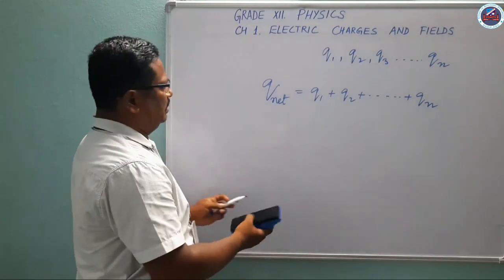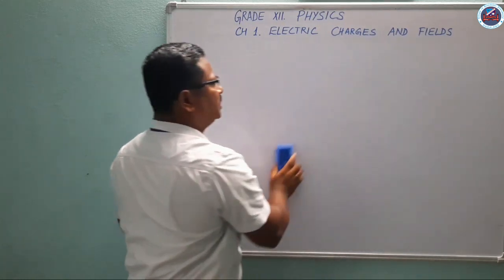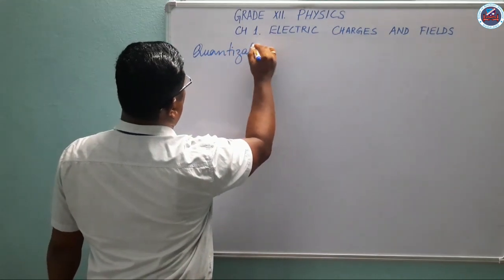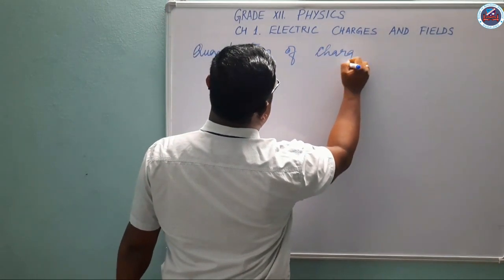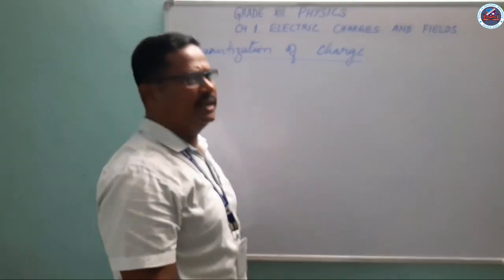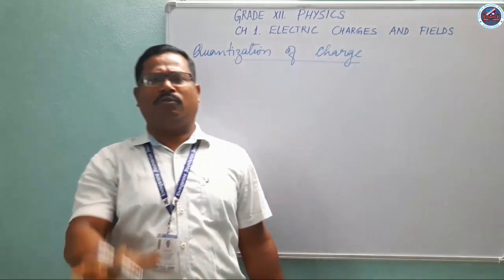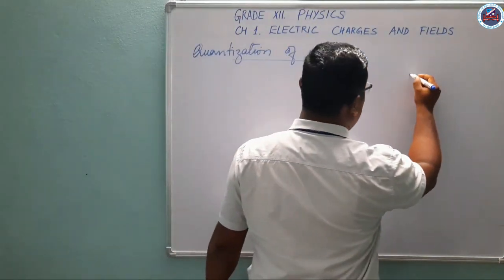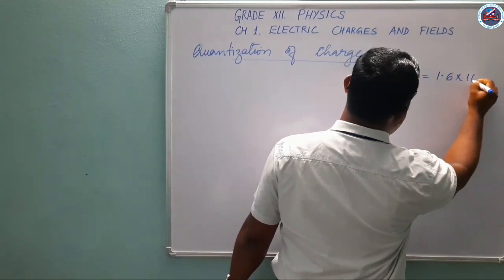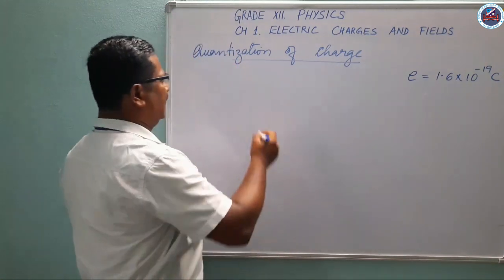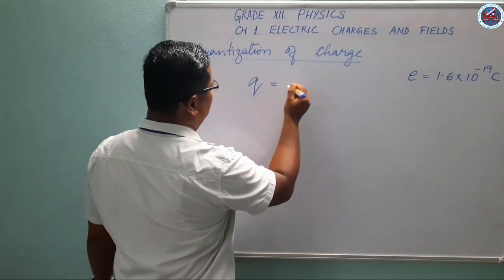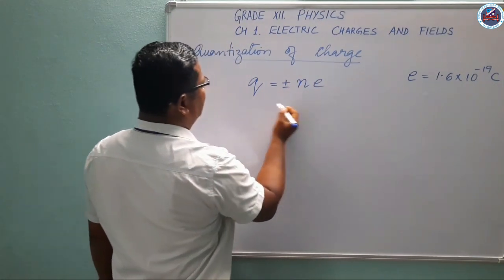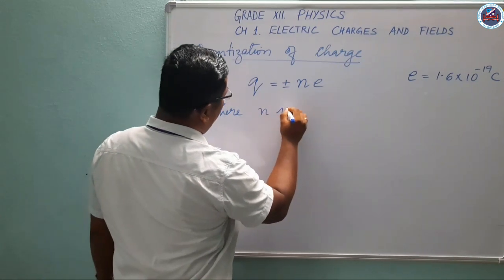Other than that, you have quantization of charge. Charges are always quantized. Quantized means in a body the net charge will always be an integral multiple of the basic unit of charge. Basic unit, as I said, for electron or proton, the value is 1.6 times 10 to the power minus 19 coulomb. So a body can have a charge, suppose Q is the charge, then Q equals plus or minus n times e, plus for proton, minus for electrons, for a negatively charged body, where n is an integer.